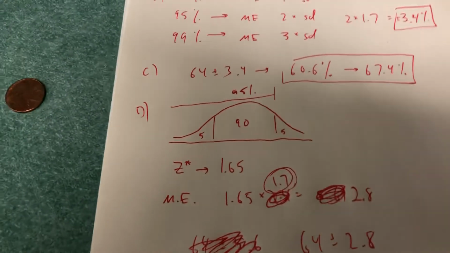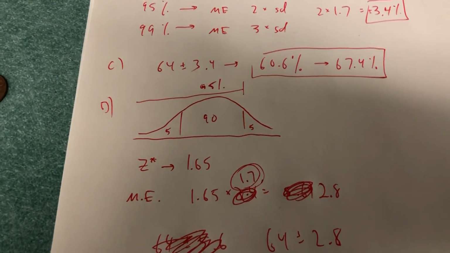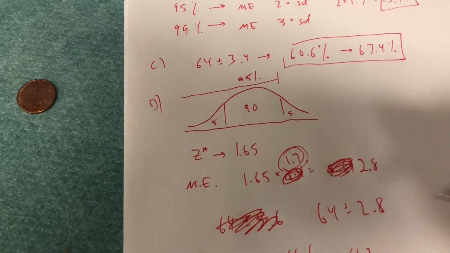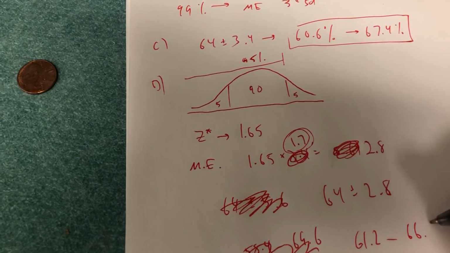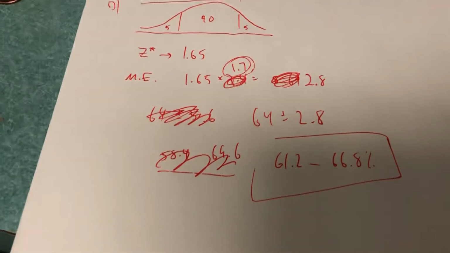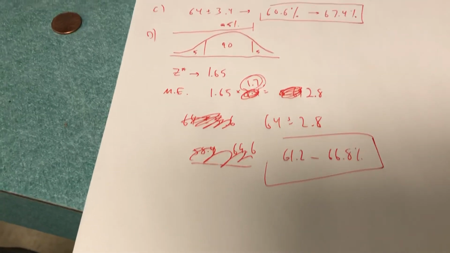So 64 minus 2.8% is going to be about 61.2. If we add that 2.8%, that's going to be about 68.8%. Okay, so that's the interval that we're looking at. A little bit tighter, but our confidence is a little bit lower.